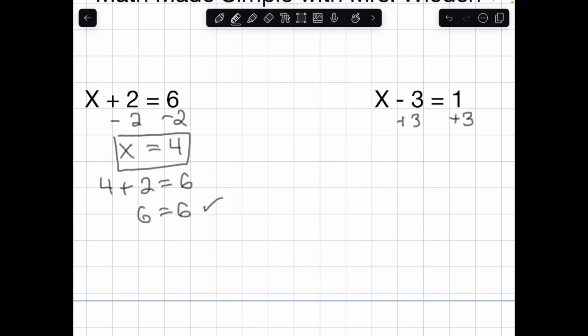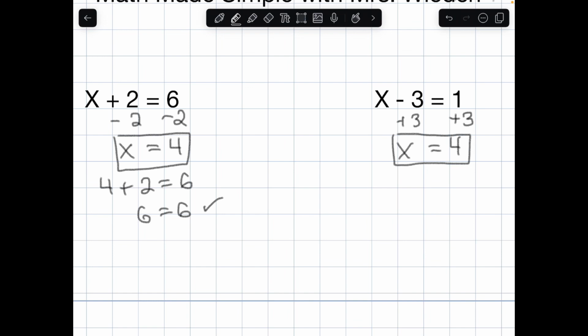Negative 3 plus 3 gives me 0, and all I'm left with on the first side is x. Then on the other side, I have 1 plus 3. 1 plus 3 gives me 4. And I have found that x again equals 4.